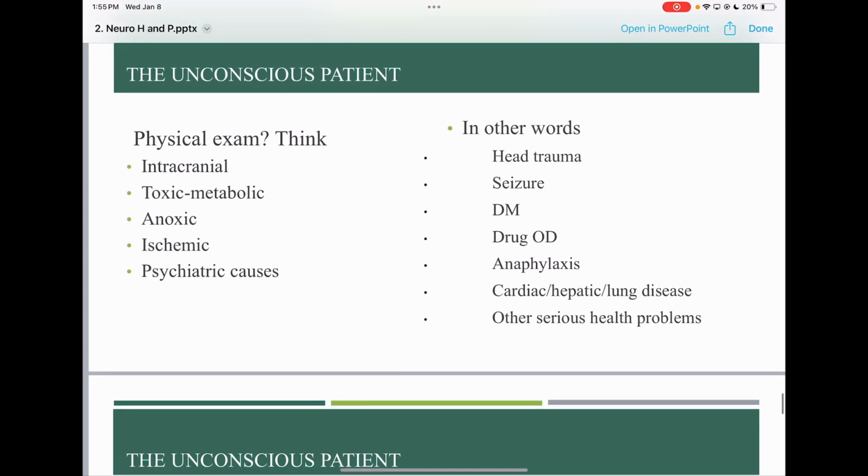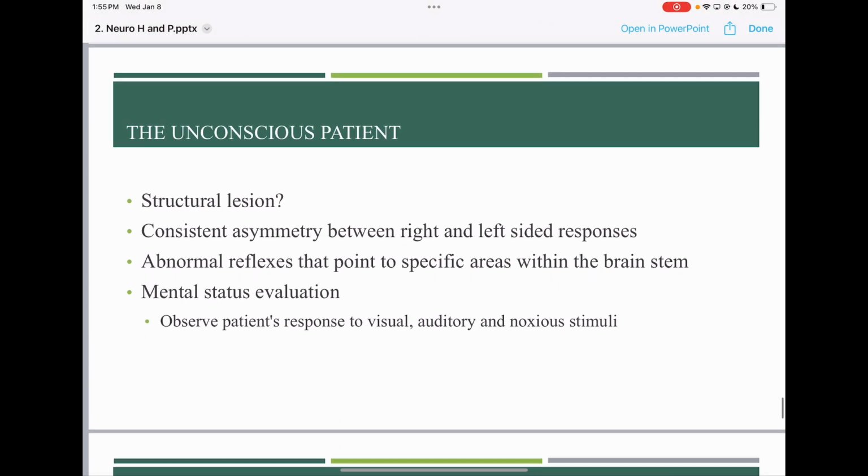So in an unconscious patient, think, is this an intracranial problem? Toxic, metabolic, anoxic, ischemic. In other words, do they have a head trauma, car accident, MVA, were they restrained or not? Did they hit the steering wheel? Did their head hit the windshield, whatever? Seizures, drug overdose is a big one, leads to comas. Any cardiac issues and other health problems.